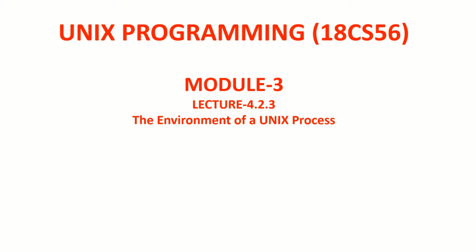This video will explain different types of file settings, process programs, and also parent and child process execution information. Here we are discussing two different types of functions: one is setjmp and the other is longjmp.